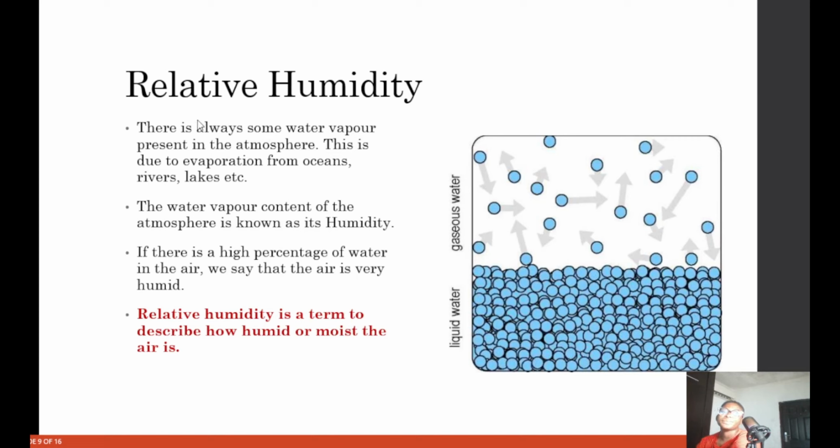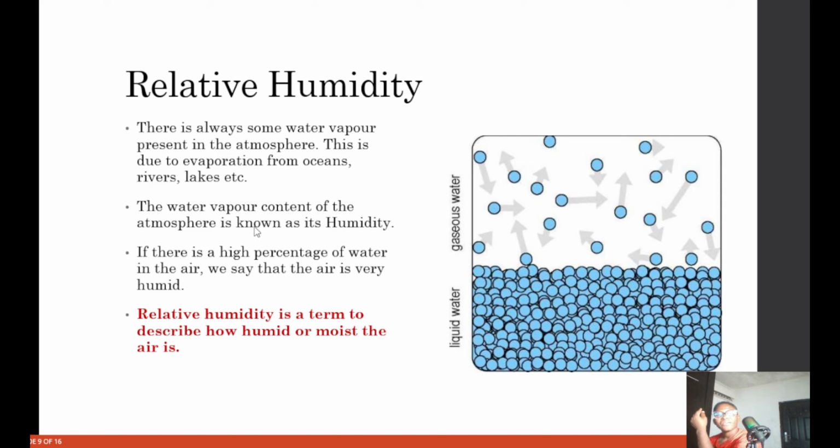Relative humidity. There is always some water vapor present in the atmosphere. This is due to evaporation from oceans, from rivers, and from lakes, etc.